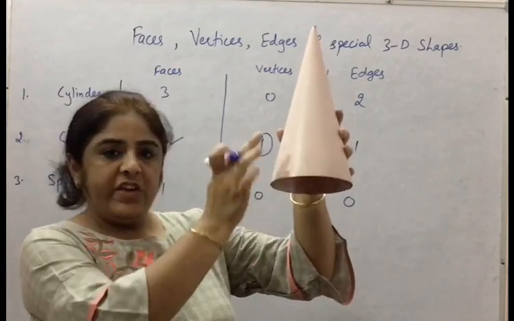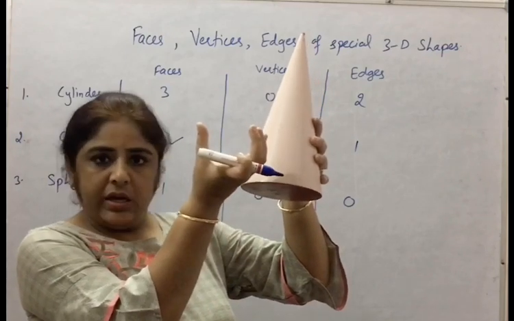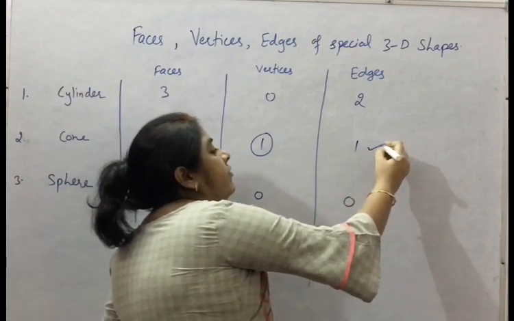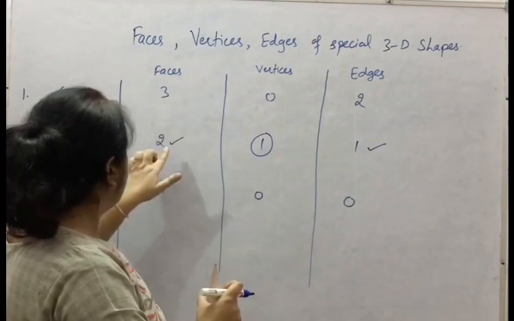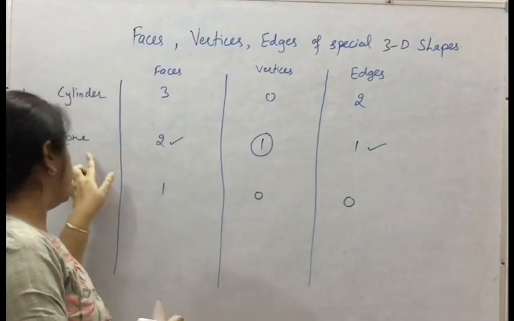Now edge, again I told you, where the faces meet, that part is called the edge. So we have 2 faces. It means when we join them, we get something there. So how many edges does it have? 1. So we have 2 faces, 1 vertex and 1 edge for a cone.